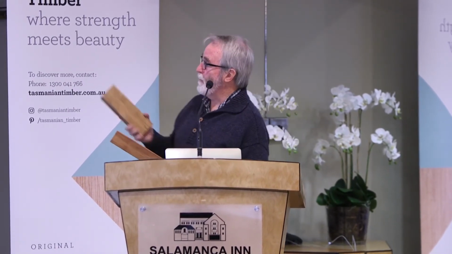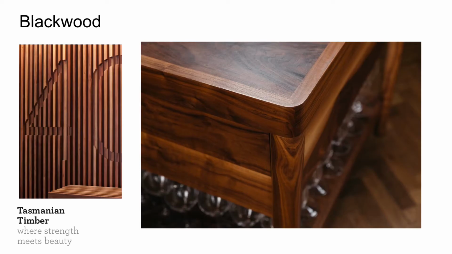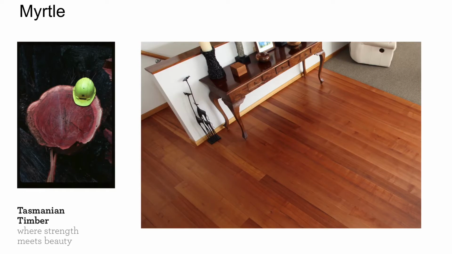So blackwood's in ready demand, and blackwood's been highly prized for furniture use. So you can get greater detail about all these species off the website, as I said. So I might just pass some of these around so people can have a look. So that's the oaks. The next major one's myrtle.